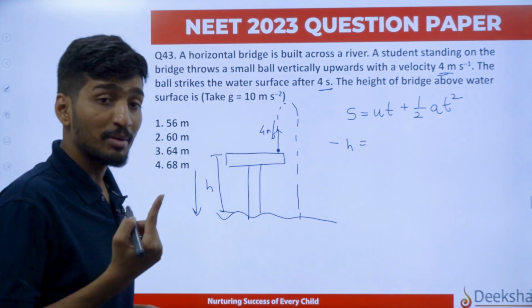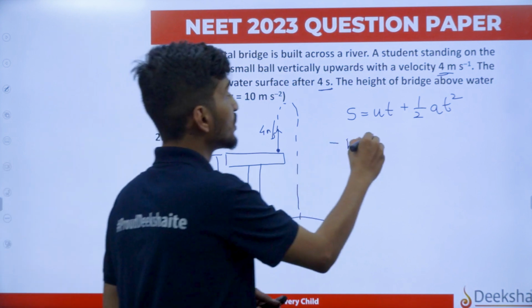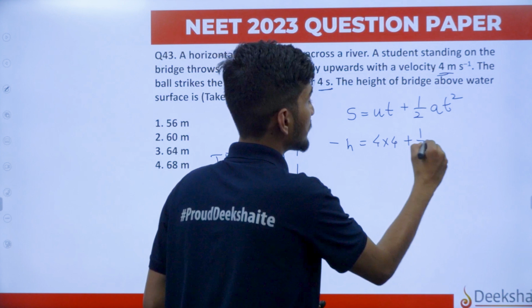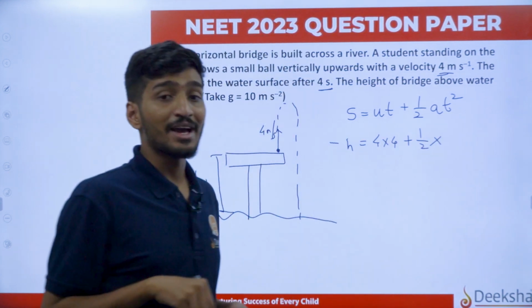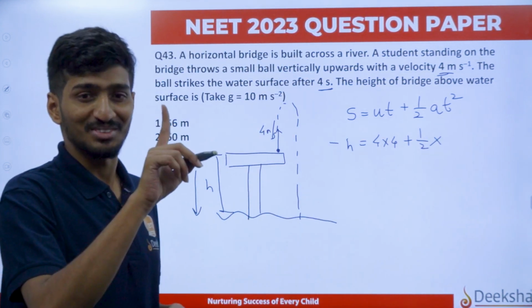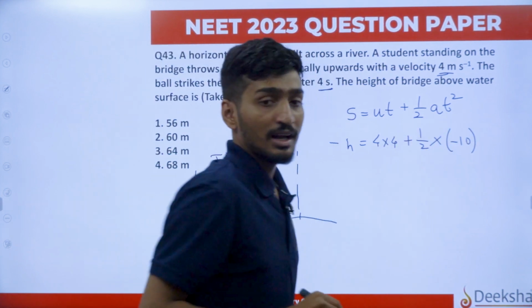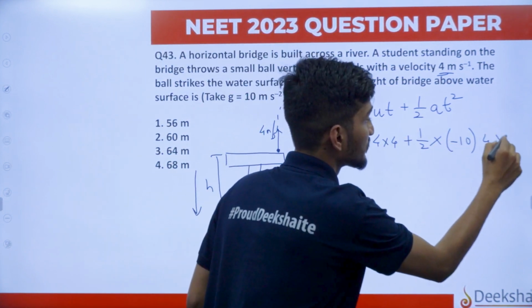Where is my u? Where am I launching the object? Upwards. So plus 4 into 4 plus half. Where is my acceleration? Upwards? No, right? Downwards. So minus 10, time 4 square. Okay.